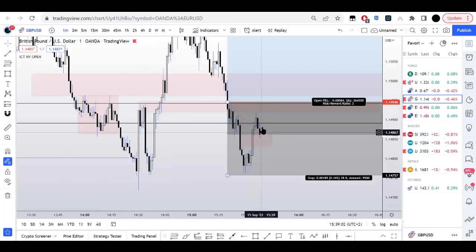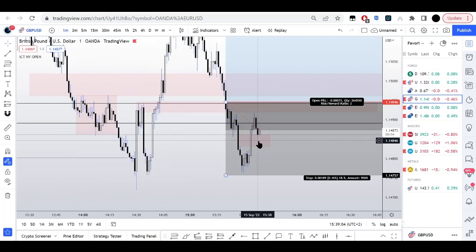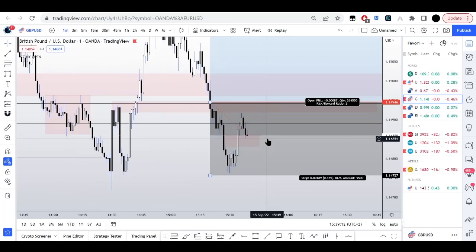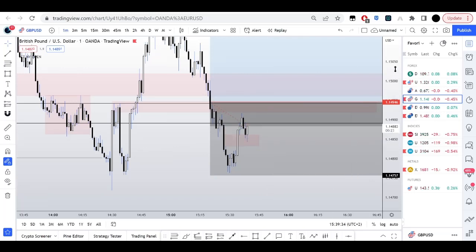I want to see quick rejection. If we don't just hurry up and reject off of here, I'm gonna cut half my position. So I've got my hands on the trigger right now. Alright, so I'm cutting half my position here, right? I'm gonna leave the other half to run to whatever target it's trying to get to.